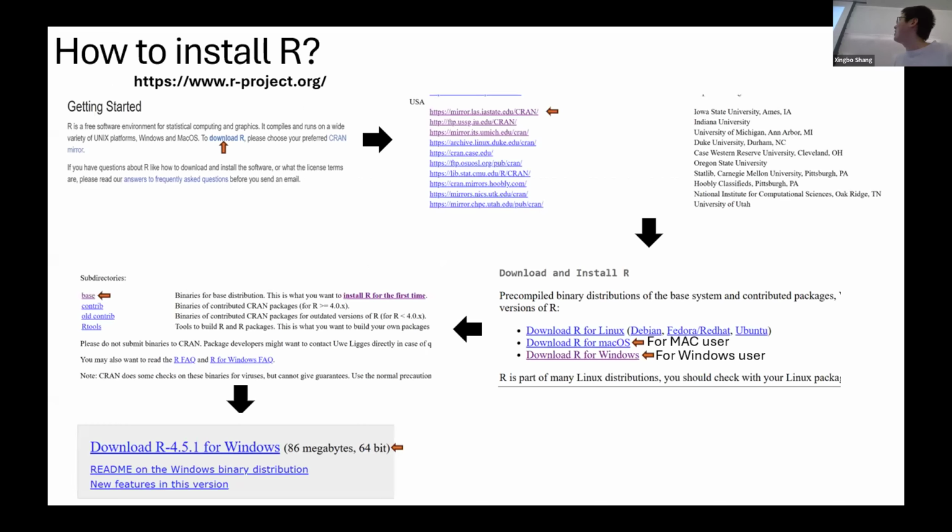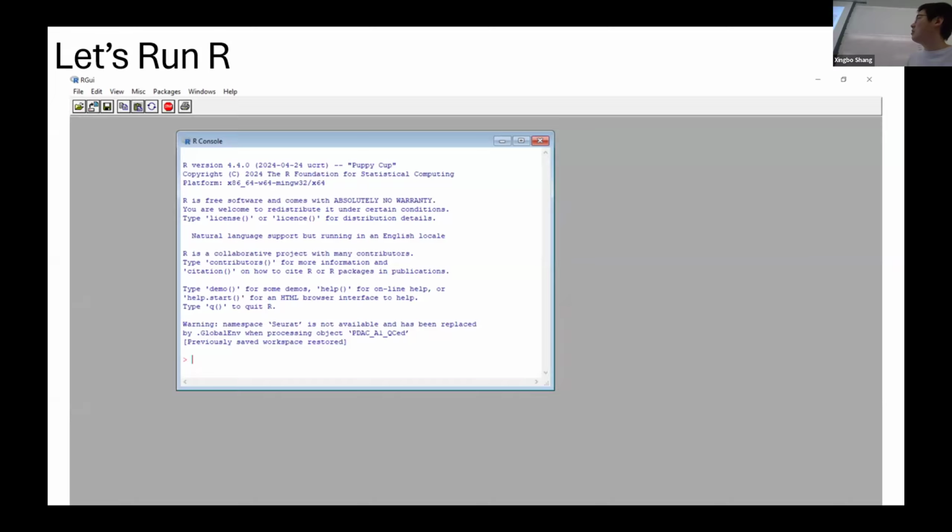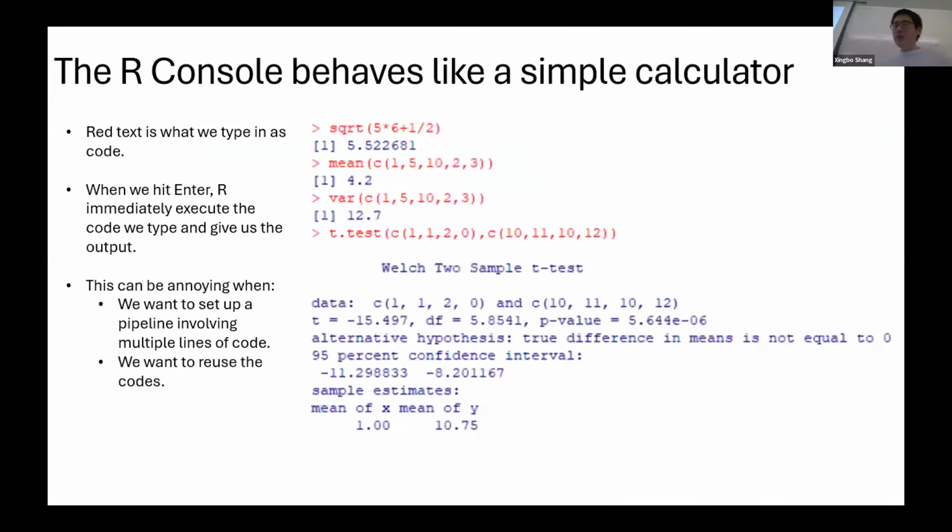Okay, so once we have R installed, we can just run R. To save time, I won't quit the screen and really open R, but anyway, this is the interface you will see. Then we can do some random calculations, like calculating the mean. Every time you hit enter, say, for example, you write square root of 5 times 6 plus 0.5, and then you hit enter, it will immediately give you the answer. So it behaves like a calculator.